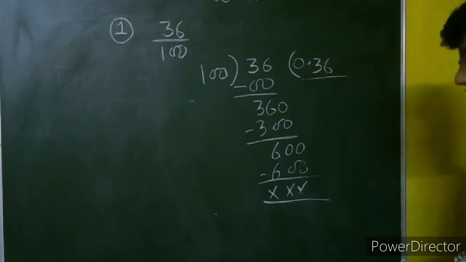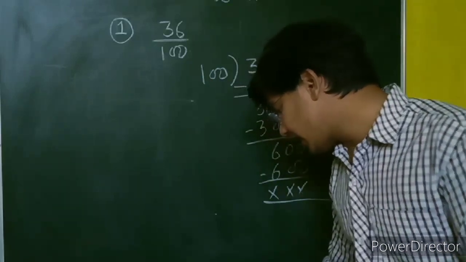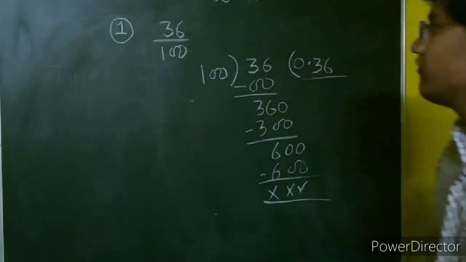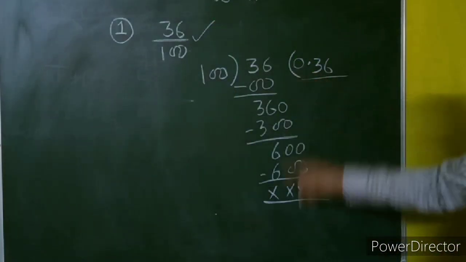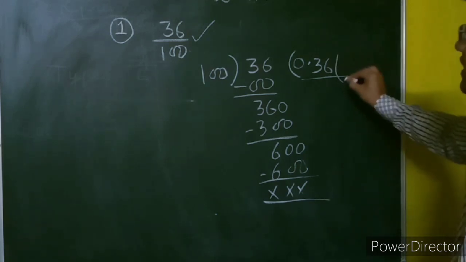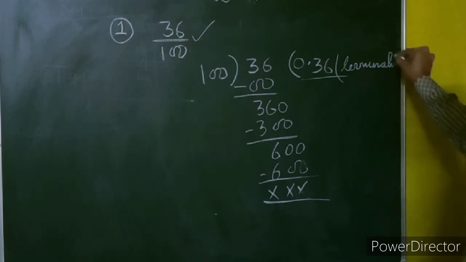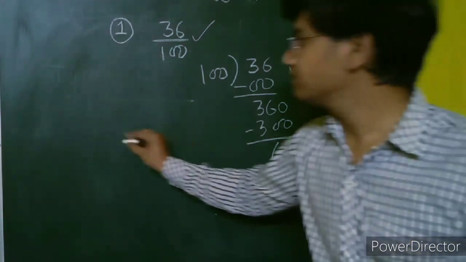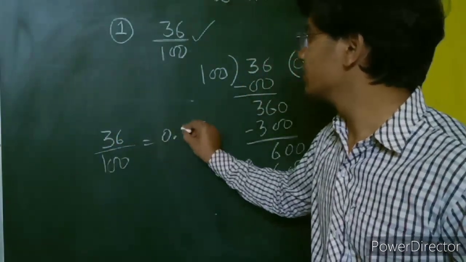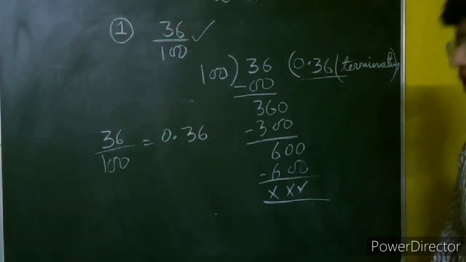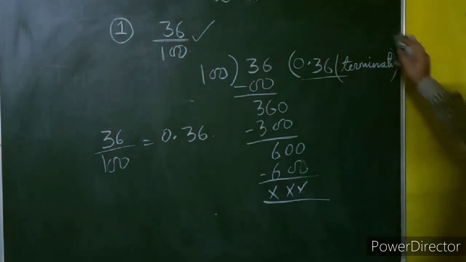So our answer came 0.36. In the first question they are asking to write the following in decimal form and say what kind of decimal expansion each has. We have to say which type of decimal expansion 36 upon 100 has. So 36 upon 100, clearly we can see it is terminating. It is terminating decimal representation. So we will write here 36 upon 100 is equal to 0.36, which is terminating.